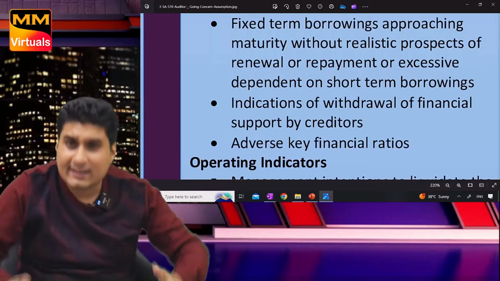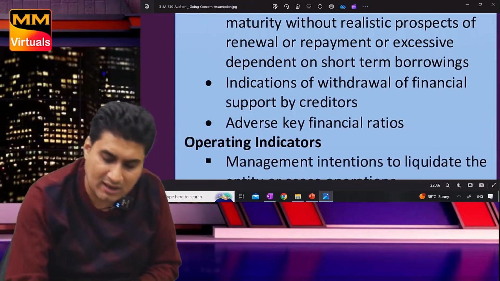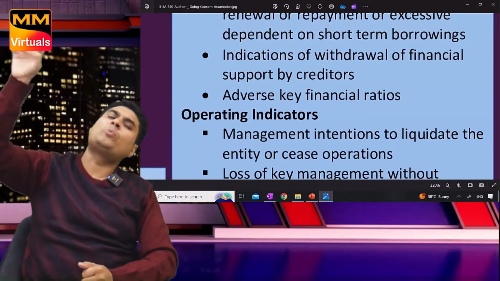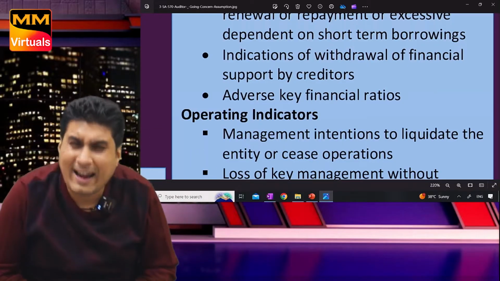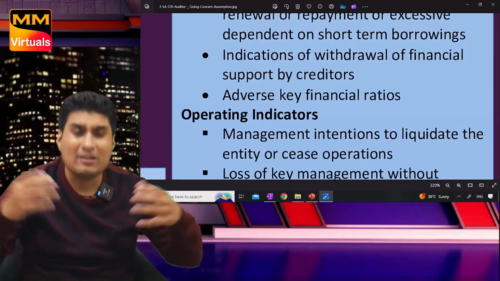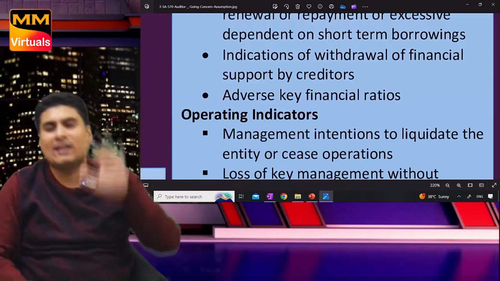Fixed term borrowings are there. You have to repay EMI, interest, principal, and you don't have money. Withdrawal of financial support by creditors: creditors are not giving you goods on credit. Okay. Adverse current ratio, adverse quick ratio, adverse super quick ratio. Are you clear? So very simple.